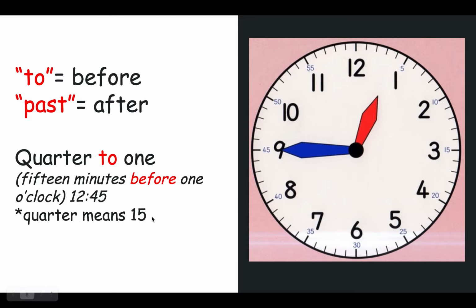Quarter means 15 minutes, because if you divide the whole clock into 4, here is 1/4, 1/4, 1/4, another quarter. So what time is it? It's quarter to 1. If you're going to say it by the numbers, you can say it's 12:45. Now let's dive into the conversation.